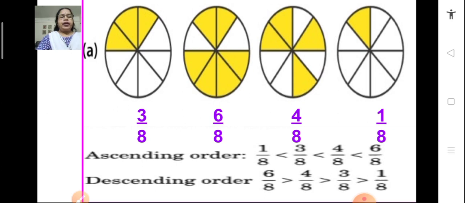Now if you want to arrange them in descending order, we have to take the greatest one first. So 6 upon 8 is the greatest. Next comes 4 upon 8. Next 3 upon 8 and the smallest is 1 upon 8.